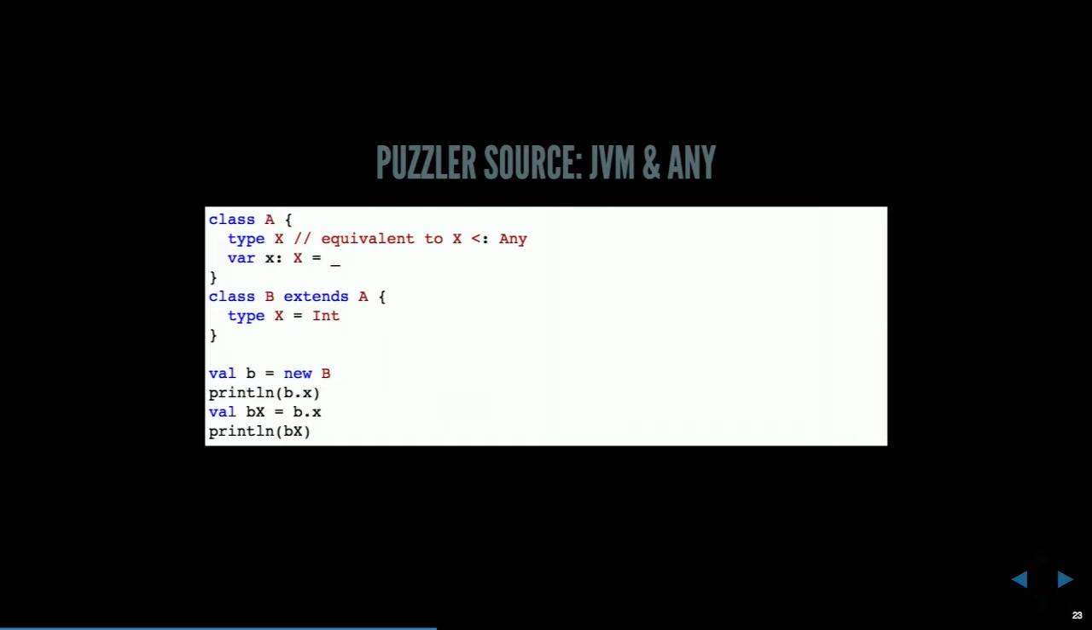So what happens here? We declare a class, and it has a type member X, and it has a variable. Now, clearly none of us would ever write this because it has a variable, right? So this example is out of most people's life. No, I'm joking.